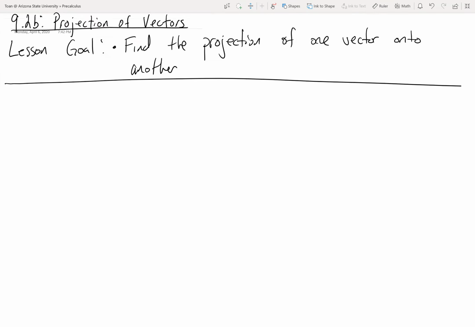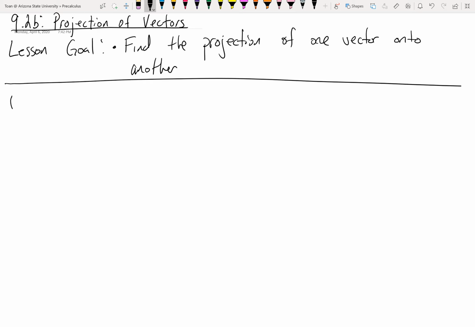So, the second half of 9.2 is all about projection of vectors, and we only have one lesson goal, so this should be a fairly short lesson: to find the projection of one vector onto another. And it sounds suspiciously similar to what we did yesterday, finding the component of one vector along another, and you'll find out that they're actually quite similar concepts.